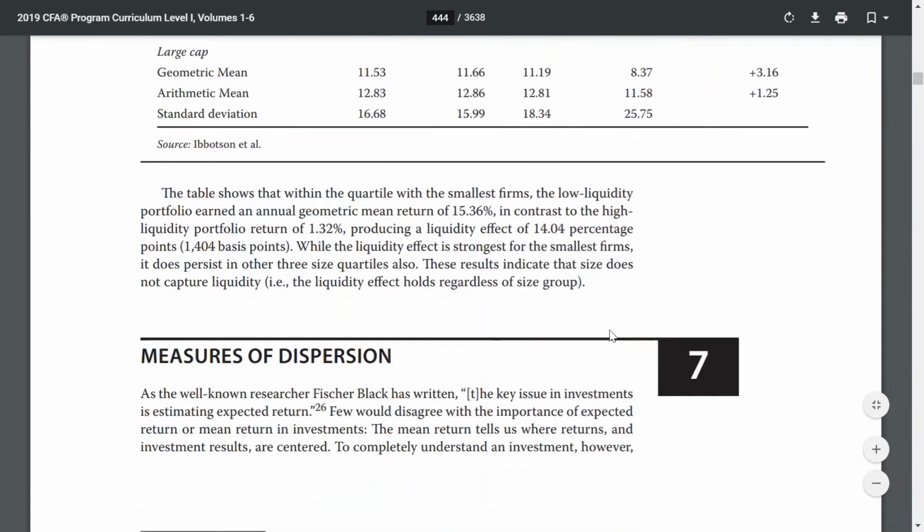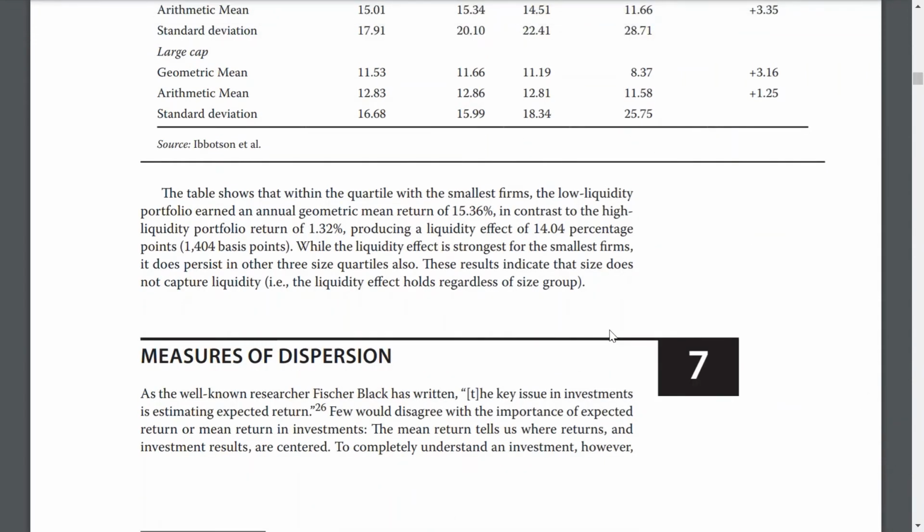The table shows that within the quartile with the smallest firms, the lower liquidity portfolio earned an annual geometric mean return of 15.36%, in contrast to the high liquidity portfolio return of 1.32%, producing a liquidity effect of 14.04 percentage points, or 1404 basis points. The liquidity effect is stronger in the smallest firms. It does not persist in the other 3 size quartiles. The results indicate that size does not capture liquidity, i.e. the liquidity effect holds regardless of size group.